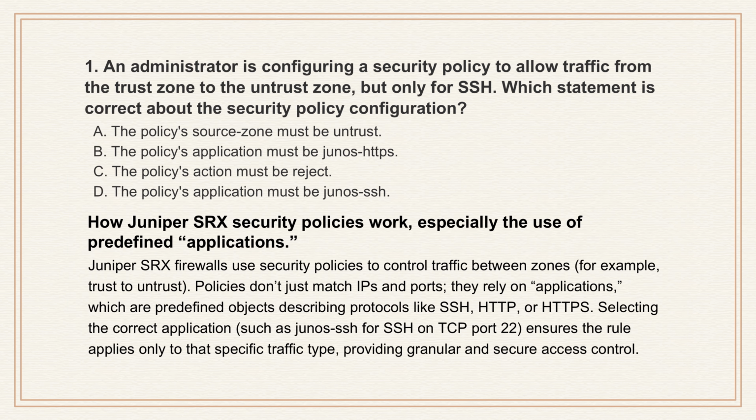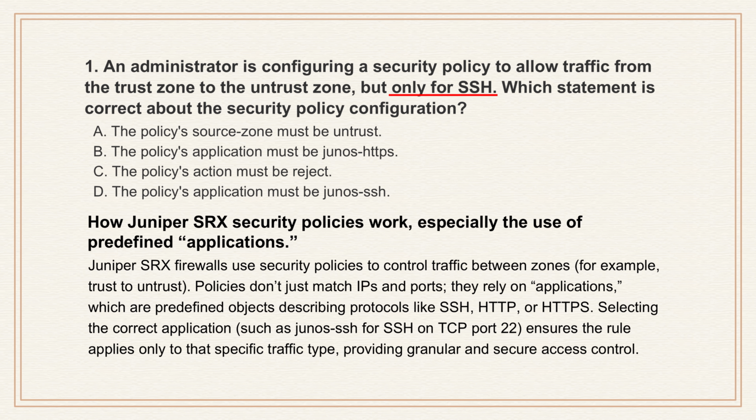This one gets right to the heart of controlling traffic flow. Imagine you're an admin. You need a security policy on your SRX firewall. The goal: allow only SSH traffic, and specifically only from your internal network. That's the trust zone in Juniper terms, out to the internet, the untrust zone. A very common requirement. So the question zeroes in on what you must configure in that policy. What's the absolutely critical piece here, according to Juniper's way of thinking?